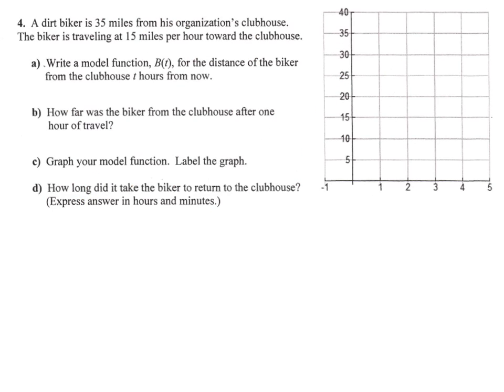Okay, a dirt biker is 35 miles from his organization's clubhouse. The biker is traveling at 15 miles per hour toward the clubhouse. Okay. So he's 35 miles from his clubhouse and he's going back. So write a model function, b of t, for the distance of the biker from the clubhouse, t hours from now.